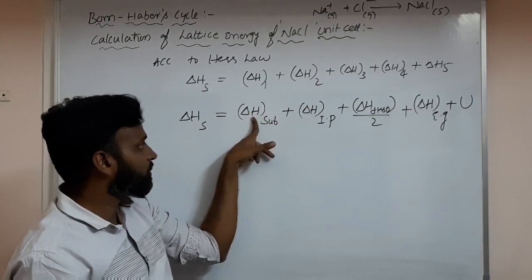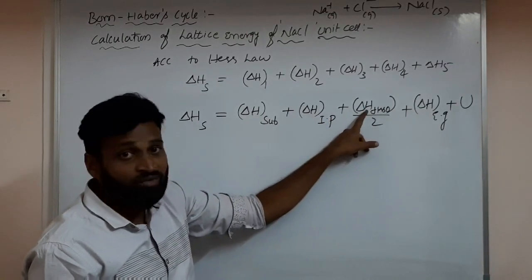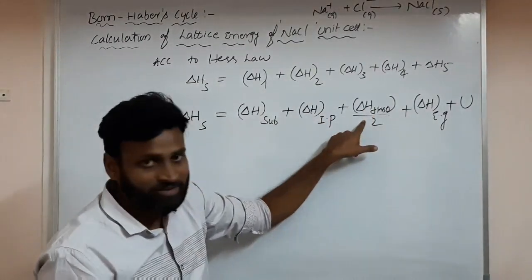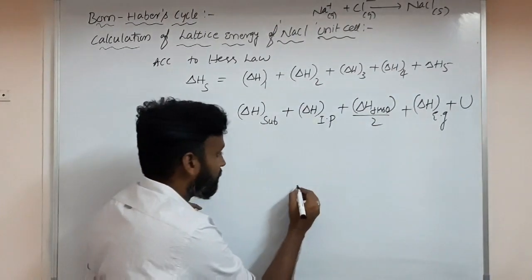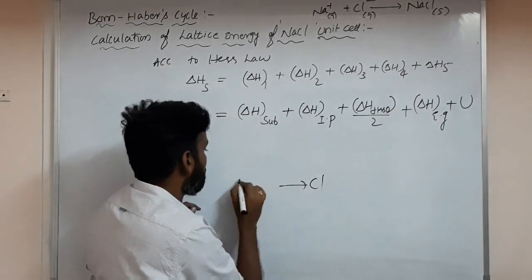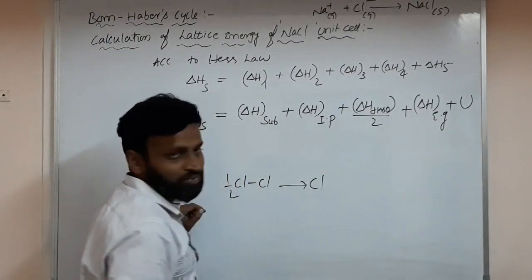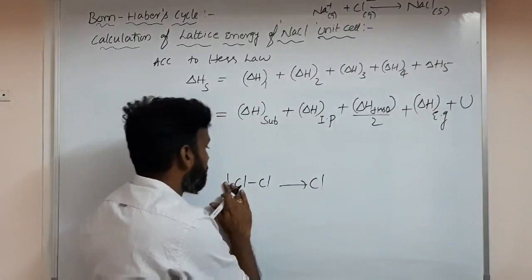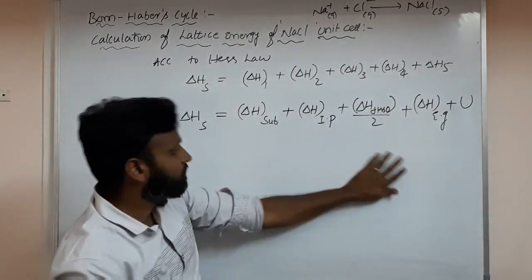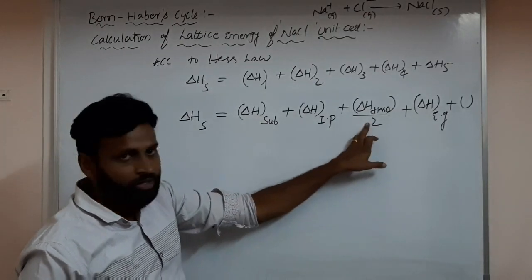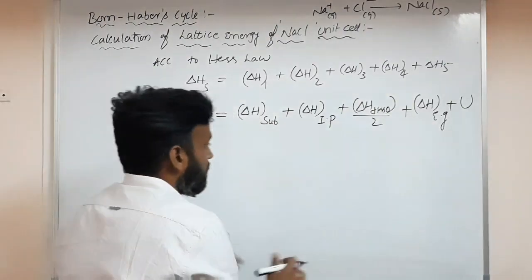1 mole of sodium to sublimate, 1 mole of sodium to lose an electron, 1 mole of chlorine atoms to form. So to form 1 mole of atoms, you need half a mole of chlorine molecules. That's why divided by 2. Understood? Otherwise delta H dissociation means per mole. Why did we divide by 2? Because you take half a mole of chlorine for dissociation.